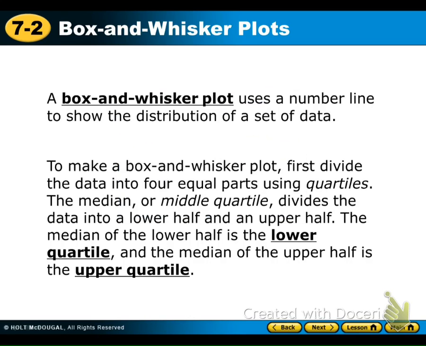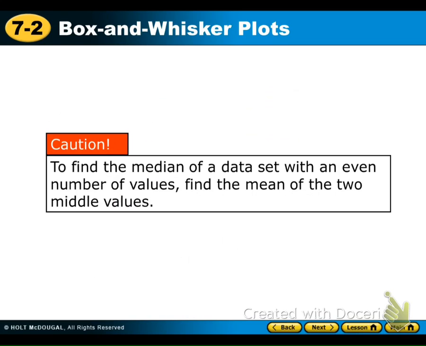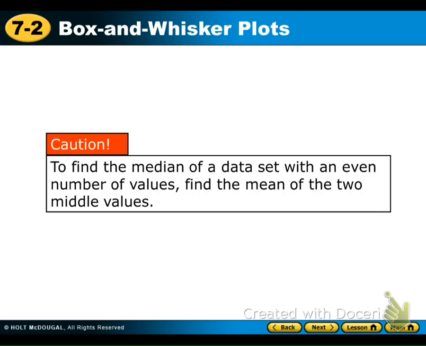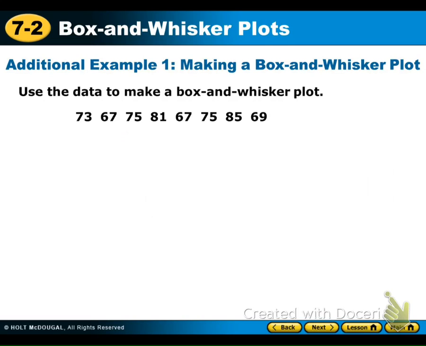Okay, so now we have to figure out how do we actually draw this. All right, now remember, to find the median of a data set with an even number of values, you have to find the mean of the 2 values. Remember that, okay? Find the mean of the 2 middle values. Don't forget to do that. All right, so we're going to use this data to make a box and whisker plot. We have 67, 67, 69, 73, 75, 75, 81, and 85.